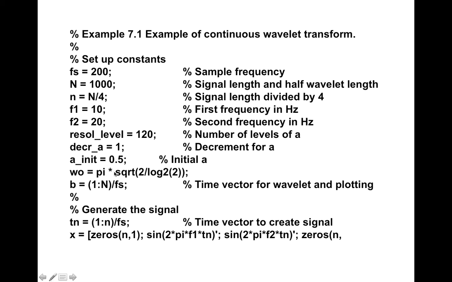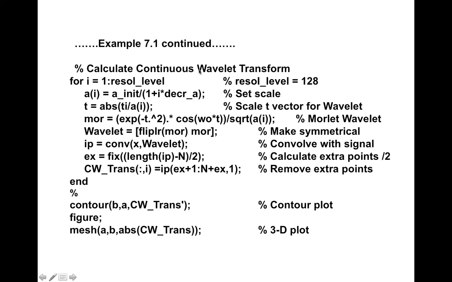And then this is the frequency, the fundamental frequency that's been scaled with a log scale. And then here's the time vector for the wavelet and plotting. So we're going to generate a time vector based on our sampling frequency, and then we're going to generate the function showing that we have one frequency for a certain time duration and then another frequency for the same time duration. And then we'll calculate the continuous wavelet transform.